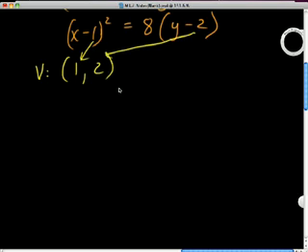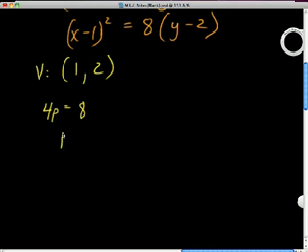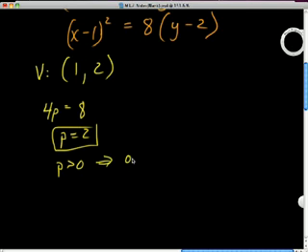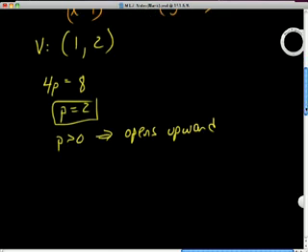I can find the value of p if 4p is equal to the number in front of the y parentheses, so 4p = 8. I solve that by dividing both sides by 4 and get p = 2. Here's a little fact: if p is positive and it's vertically oriented, then the parabola opens upward. So we're gathering these clues as we go along.